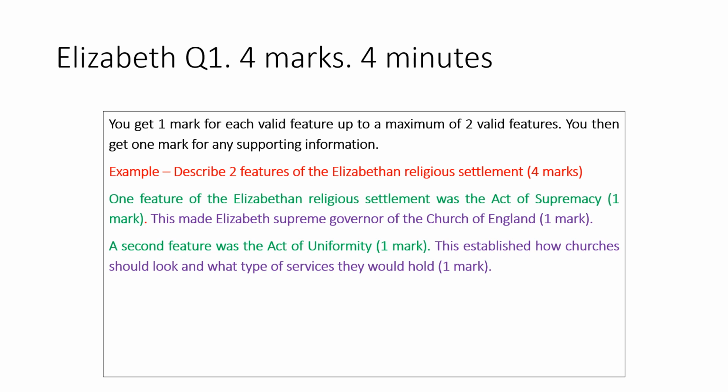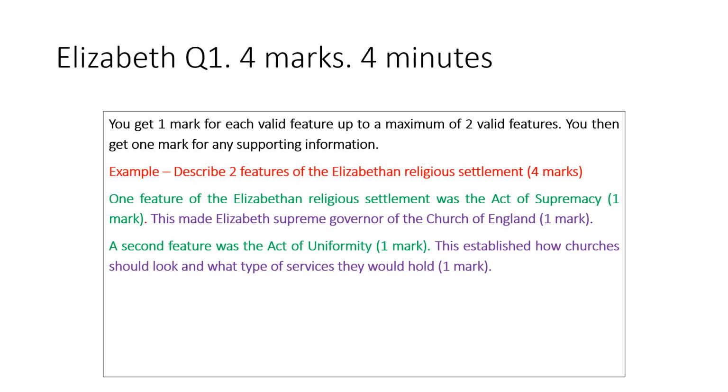And it's a describe two key features of. So that means two parts of a particular part of the course. So you're going to start your answer with one feature of, whatever it might be in the question, was, and then you're going to write a sentence to support that feature, so a little bit more information about it. So on your screen you can see an example, describe two features of the Elizabethan religious settlement. One feature of the religious settlement was the Act of Supremacy.